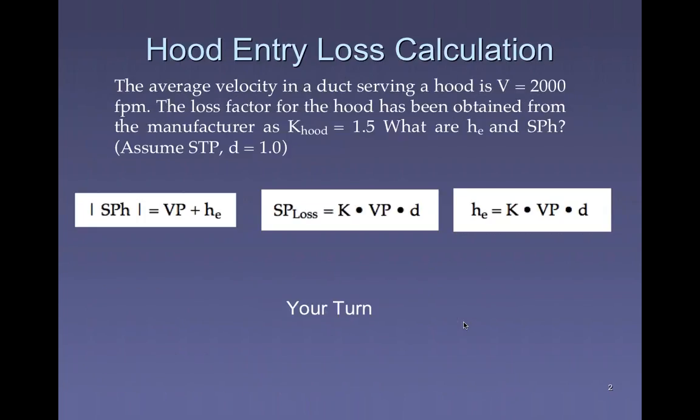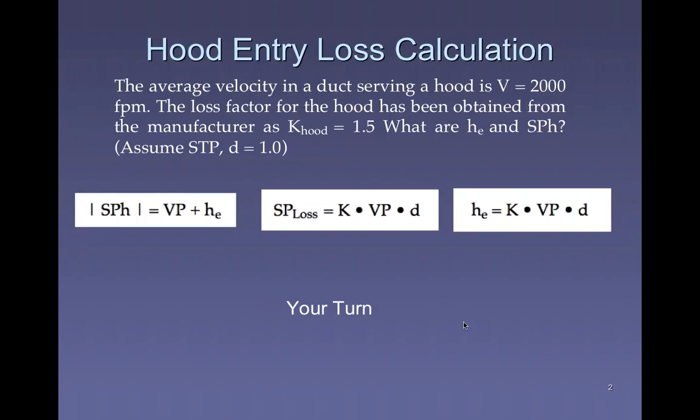Average velocity in a duct serving a hood is 2,000 feet per minute. The loss factor for the hood has been determined from the manufacturer to be 1.5. What's the hood entry loss, and what's the hood static pressure? What's the hood entry loss for a start? What's the velocity pressure, number one? Same, right? What was it? 0.25? 0.375 is what our hood entry loss is.